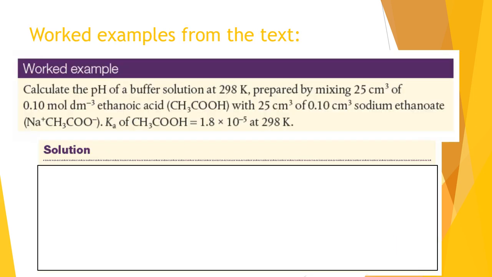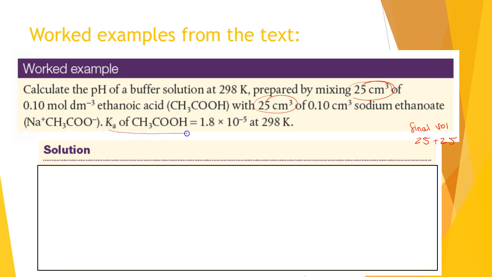So this one asks us to calculate the pH of a buffer solution at 298 Kelvin, prepared by mixing 25 cm³ of 0.1 molar ethanoic acid with 25 cm³ of 0.1 molar sodium ethanoate. It's important to remember that we're mixing these two together, so the final volume is going to be the sum of the two, and then we're mixing the base and the acid.